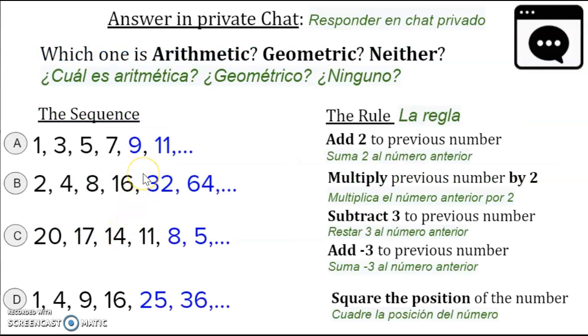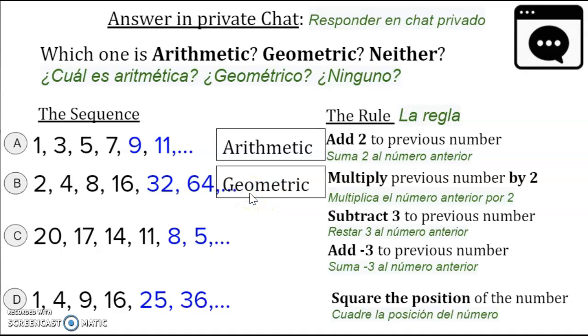All right, so then I want you to tell me in private chat, okay? So now with the first sequence that we've been dealing with, 1, 3, 5, 7, 9, 11, is this arithmetic, geometric, or neither? Okay, arithmetic is when you're adding the same number to the previous number to get the next number. So here I am actually adding 2. Okay, I am adding 2. That means this is going to be arithmetic. The second sequence, I am multiplying the previous number by 2. So I'm multiplying by some number. So that means that's geometric.